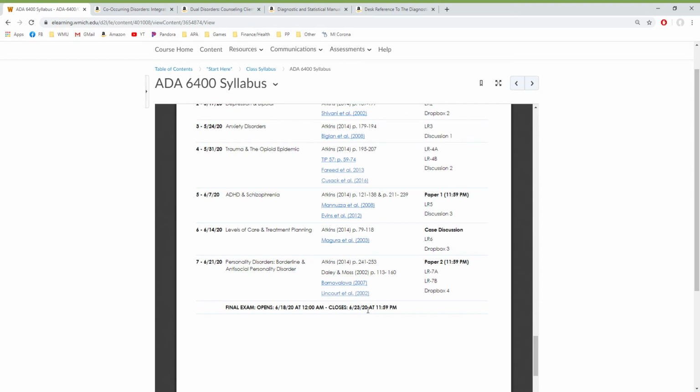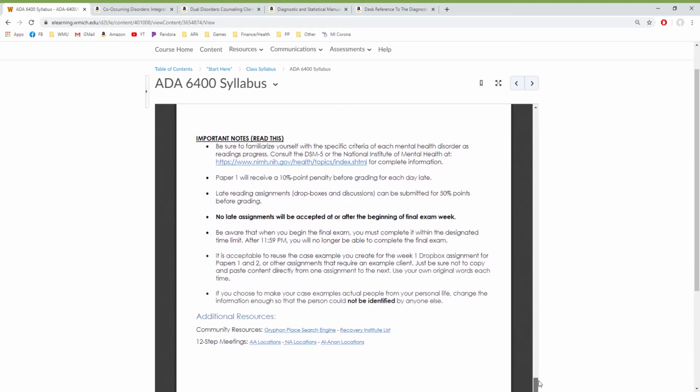Down here, we also see when the final exam is available, from the 18th to the 23rd. I have a lot of other important information just below the assignment schedule as well, so be sure to review all of this. It talks about the importance of specific mental health symptoms from the DSM-5. Another unique thing that's mentioned here is that if you submit paper 1 late, you can submit it late, but you'll get a 10% point penalty every day it's late.